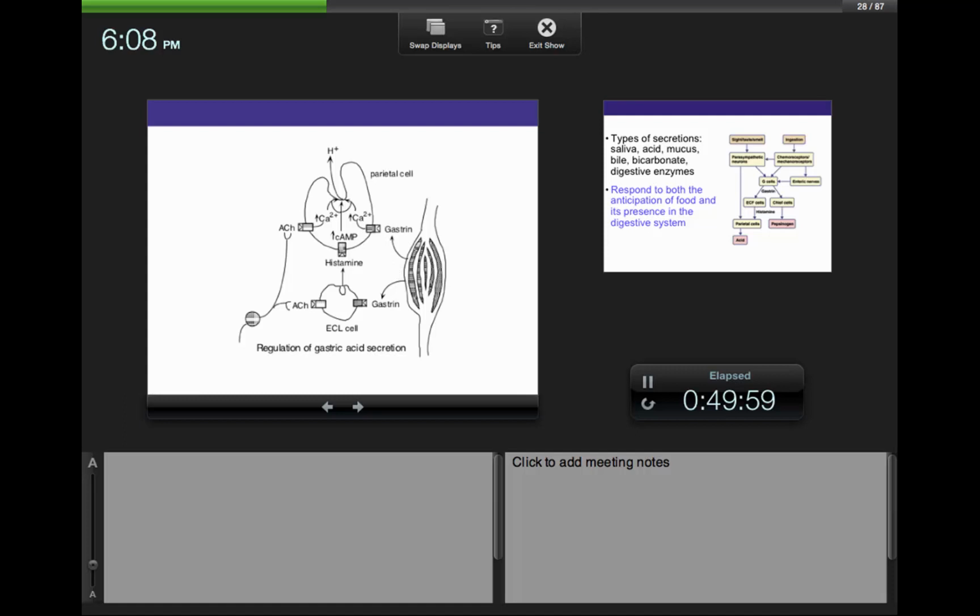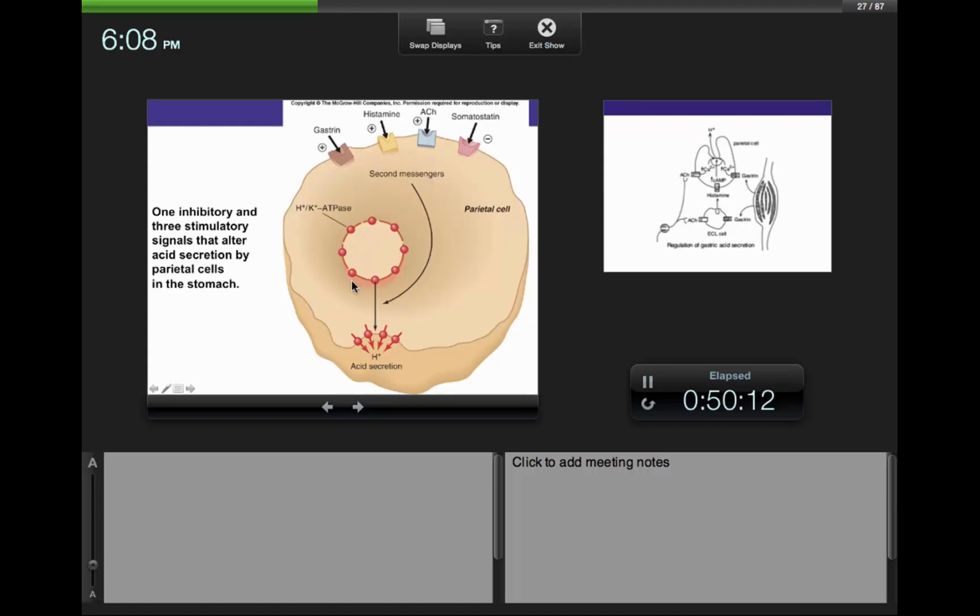Where's the rest of the acid coming from? The reason why you're able to secrete more acid is because you're actually inserting more of these pumps. Good question. It seems like when all pathways are on board, you get more pump insertion than if you have just acetylcholine or just gastrin or just histamine.